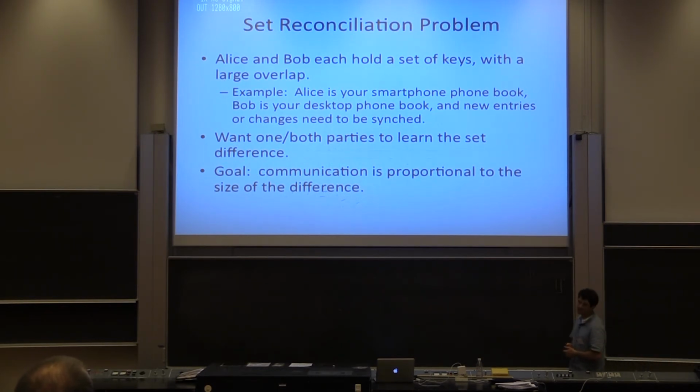If you want to sync up the databases at the end of the day, you want to do that without trading the actual databases. The databases may be very big. The delta between the databases, if they're loosely synchronized, should be very small. So can both sides learn what the set difference is, learn what they need to update, but proportional to the size of the difference, not the size of the actual sets themselves.